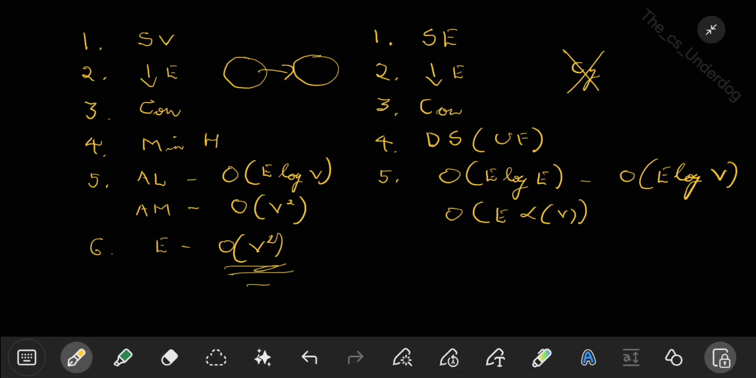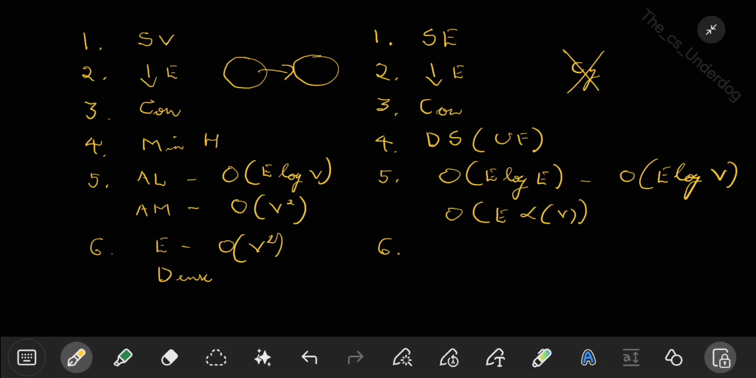You have order of V square edges in the graph. Still, your complete Prim's algorithm can be done in order of V square time. Because of that, whenever you have a dense graph, Prim's algorithm is the best to go for. And whenever you have a sparse graph, your Kruskal's algorithm is better. Why is it better? Because here you have E log V as time complexity.